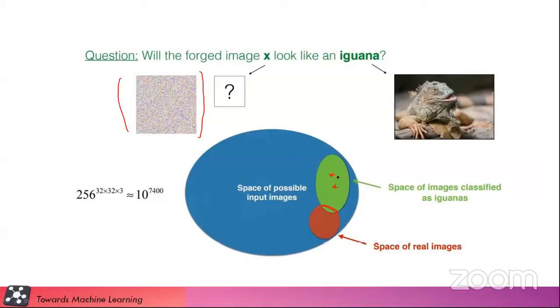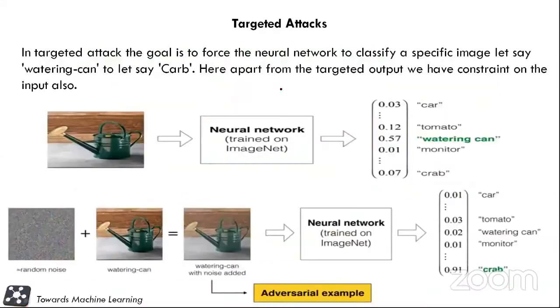Okay, so that is the explanation. Okay, we move forward. The next is targeted attacks. So in non-targeted attacks, we have a constraint on y hat, and we do not have any constraint on the x. X can be anything apart from the y hat. In this targeted attack, we have a constraint on x as well.